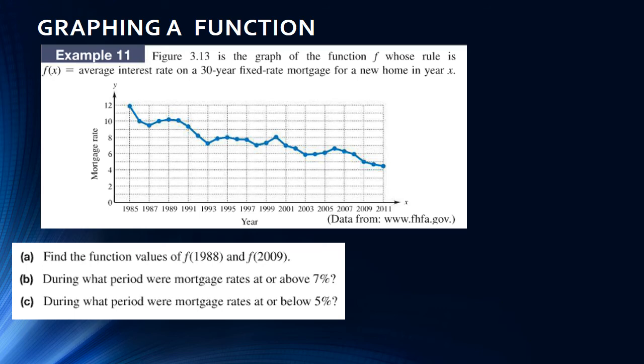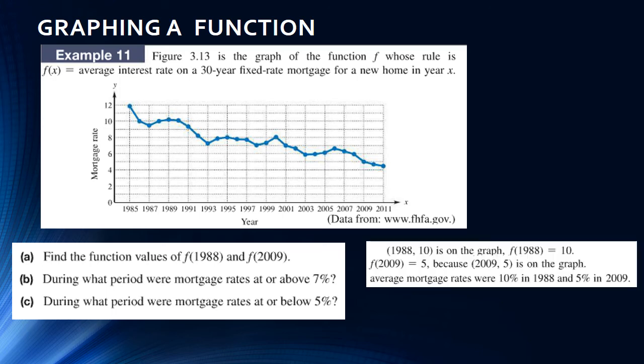Most of us are pretty familiar with charts. So we go to 1988. We can see these lines are the odd years, so 1988 is going to be between 87 and 89. We go up to where the graph is, and we can see there's a dot there, and the mortgage rate is at 10%. This is a real graph, so the mortgage rate for a 30-year fixed mortgage in 1988 was 10%. Okay. We do the same thing with 2009.